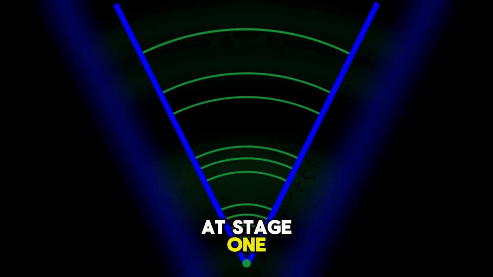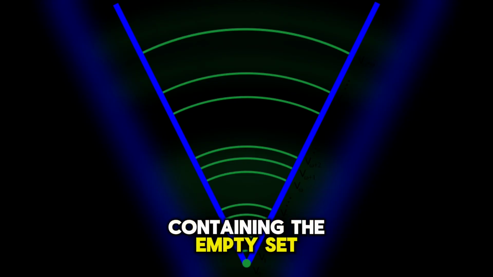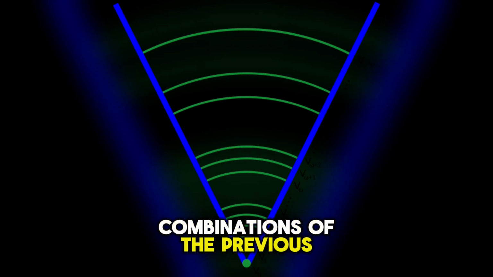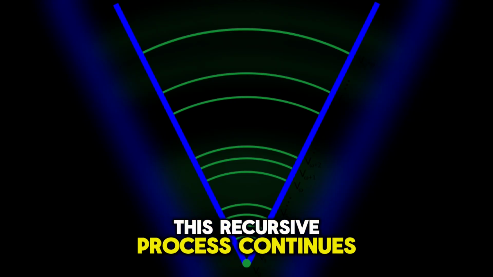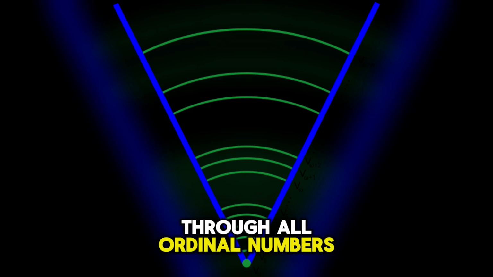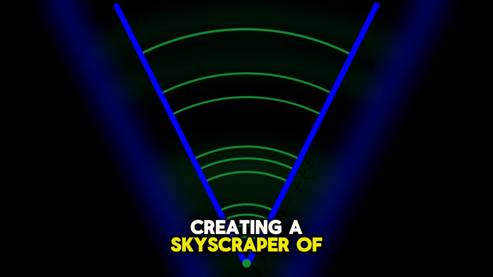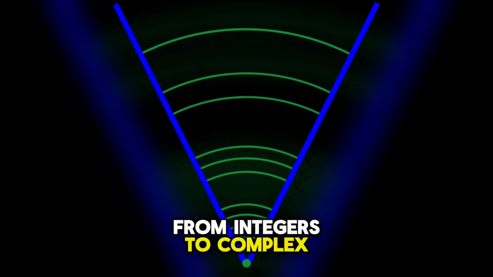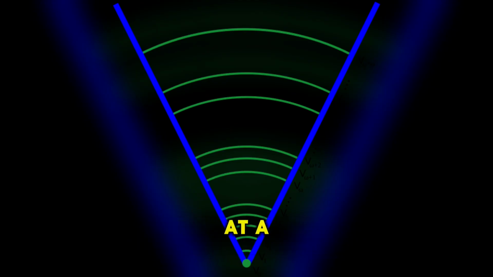At stage 1, we have the set containing the empty set. At stage 2, we have all possible combinations of the previous stage. This recursive process continues through all ordinal numbers, creating a skyscraper of sets. In this model, every mathematical object from integers to complex functions is eventually found at a specific rank, showing that all of mathematics is essentially set-sized furniture in a singular infinite house.